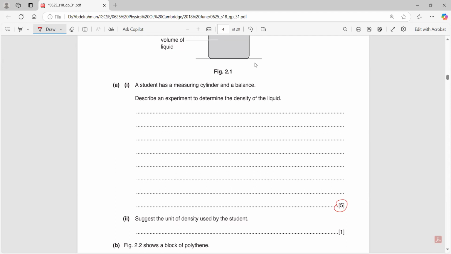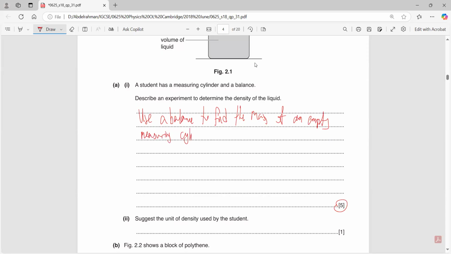So first of all, I will find the mass. Use a balance to find the mass of an empty measuring cylinder.